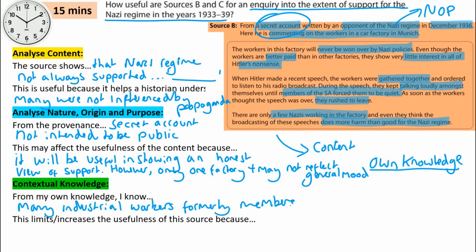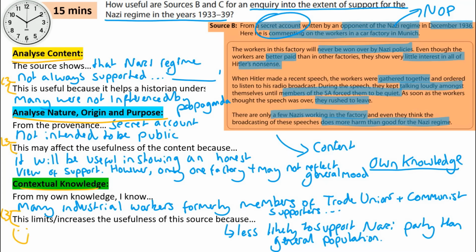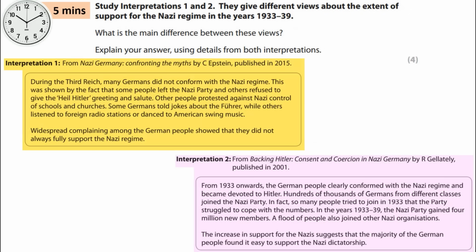When it comes to the third aspect of this, contextual knowledge is vital. I would always start this by making it crystal clear to the examiner that this is what I'm doing. From my own knowledge, I know. It makes it nice and clear, it signposts it really nicely, and ensures that you'll be rewarded for what you write. Again, you want to think about how this makes it more or less useful. This limits or increases the usefulness, because the second part from each section, this is useful because this may affect the usefulness, this limits or increases the usefulness, are the crucial parts of this answer. This is what gets it into level 3, and this is what would make this analysis top level. Do this for both sources.